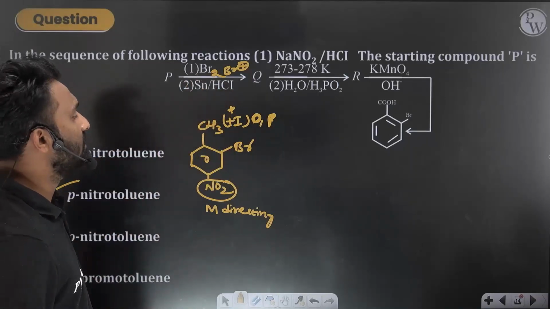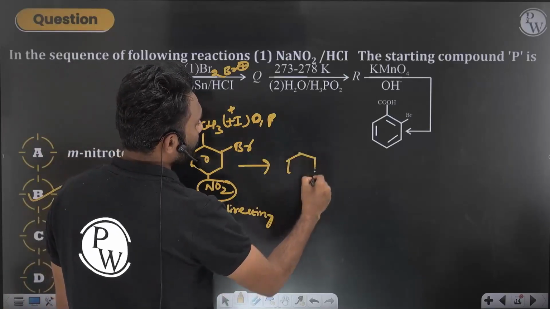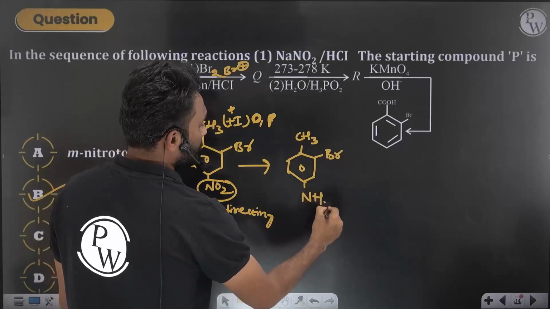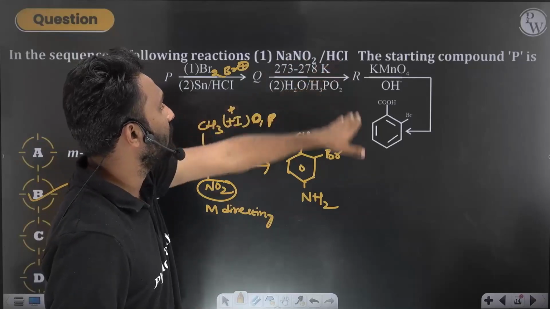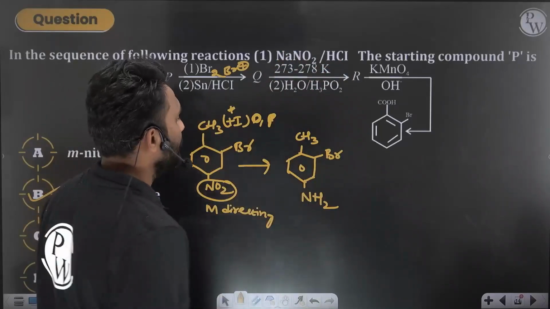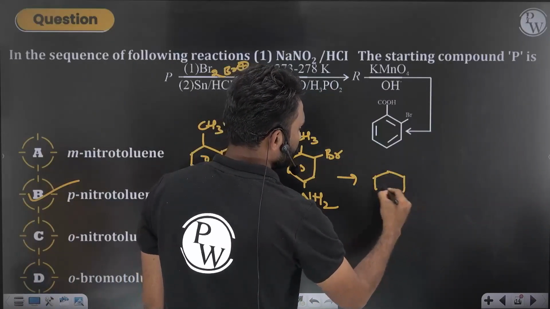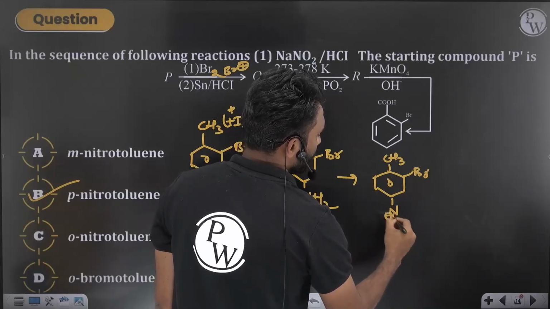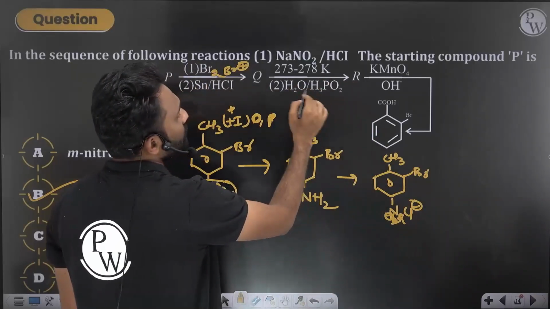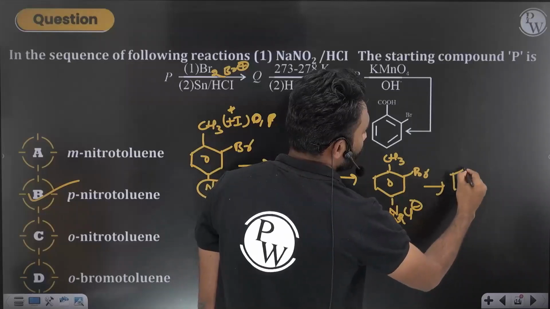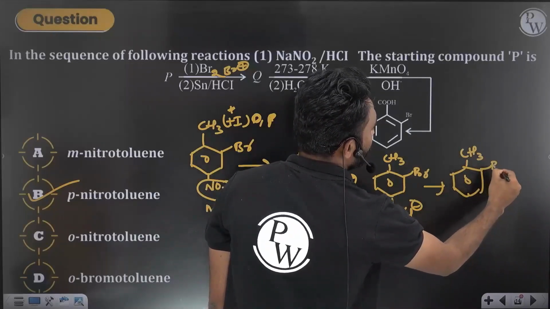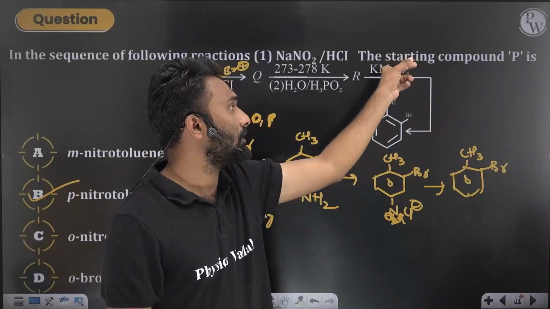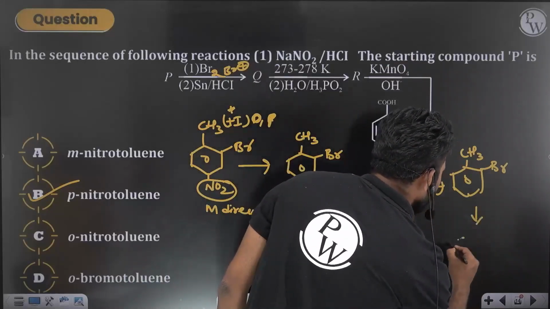Now Sn in the presence of HCl, the nitro group will be converted into aniline, that is reduction. Now here it is an aniline. Now NaNO2 in the presence of HCl gives diazotization. The diazonium salt upon H3PO2, H plus, will give ortho-bromotoluene, upon KMnO4, an oxidizing agent, it will give the carboxylic acid.